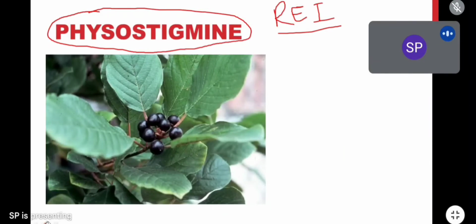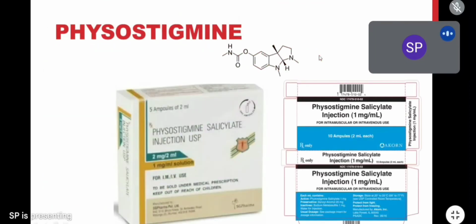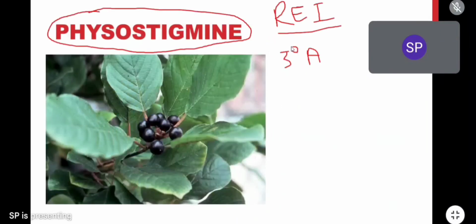Now you see, first very important point, physiostigmine is a tertiary ammonium compound, a tertiary amine. Let me tell you the structure. See here, this is the physiostigmine structure. Physiostigmine is a tertiary amine. Okay, tertiary and quaternary amines you already know. And this tertiary amine, physiostigmine, is obtained directly from the plant. It is obtained from Physostigma venenosum.